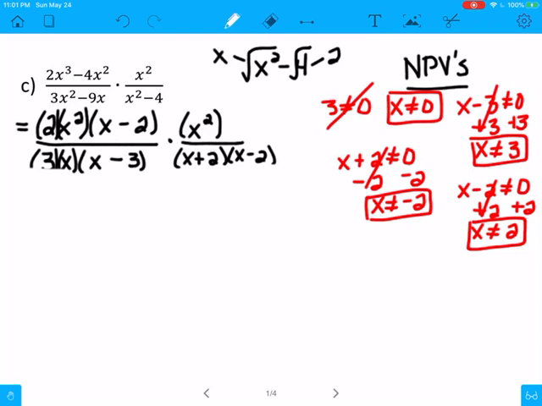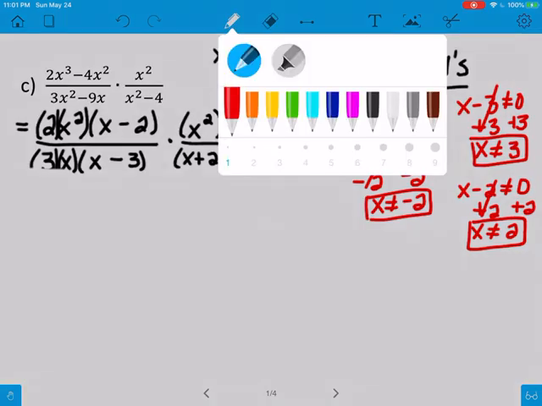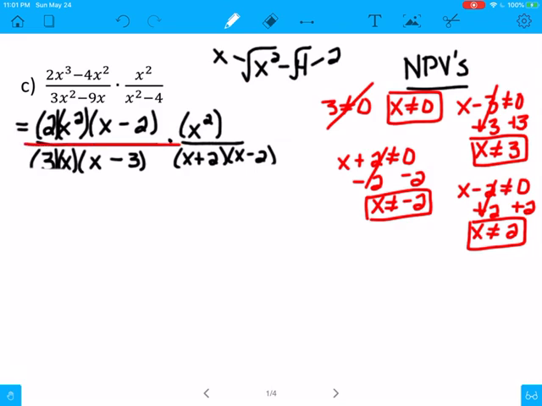So with all my NPVs, I can now go back and I can connect to these. And I can say, is there anything in common? Well, I have an x minus 2 and an x minus 2. I have a single x, which I can cross off one of these x squared x's and put a 1. And then I think that's it. So let's see what's left over.